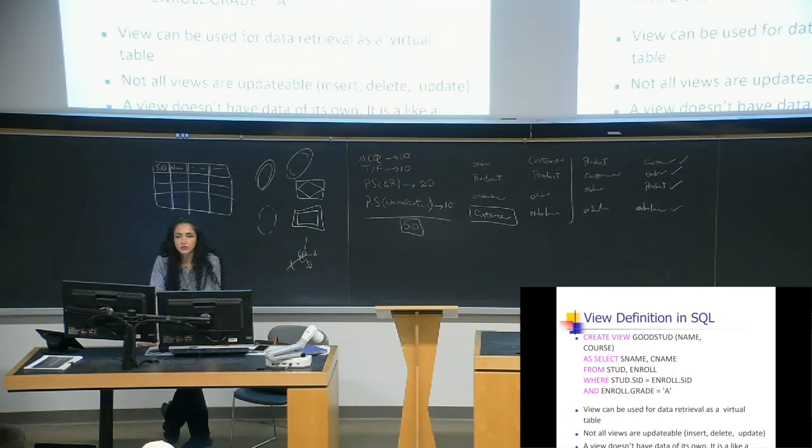So when you want to define views in SQL, this is very similar to the table, right? So we were creating table name, right? Followed by the columns and their data type. Here, we create the view, right? Followed by the view name. For example, create view good student, right?